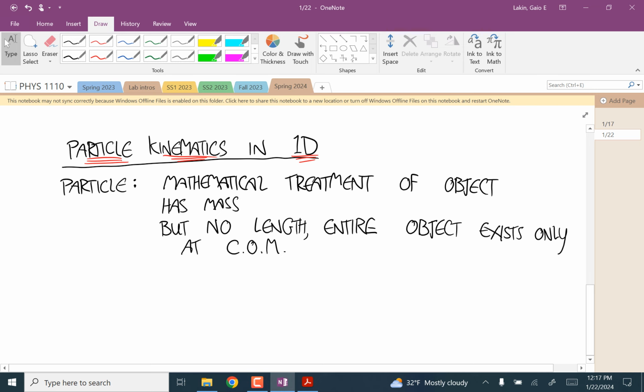And so it also has no orientation. There's no way to tell whether this object is facing up or facing down or left or right. Okay?